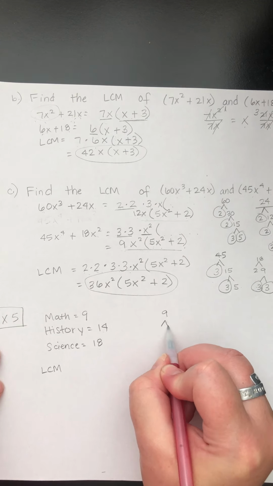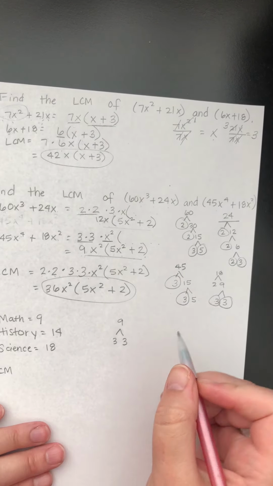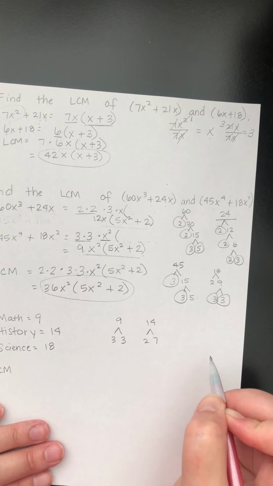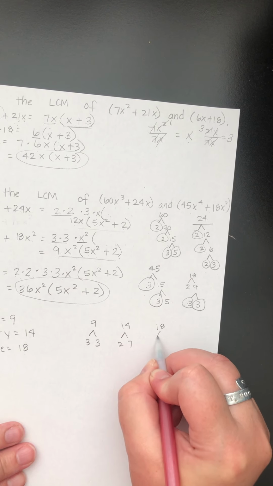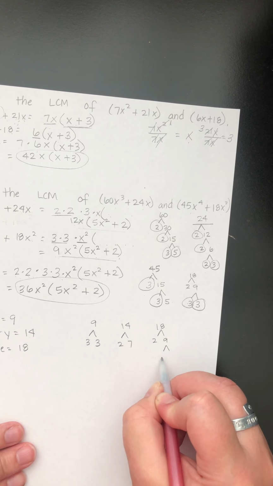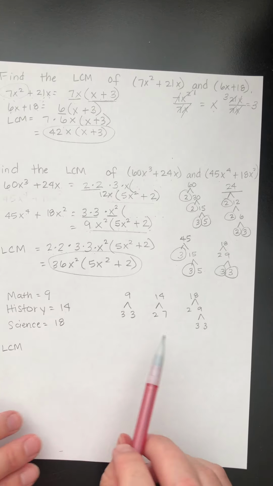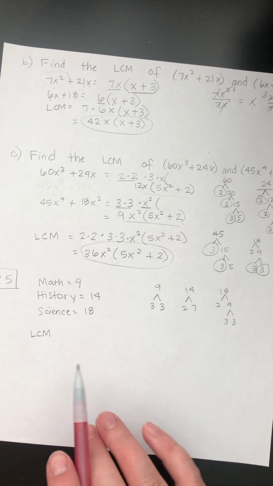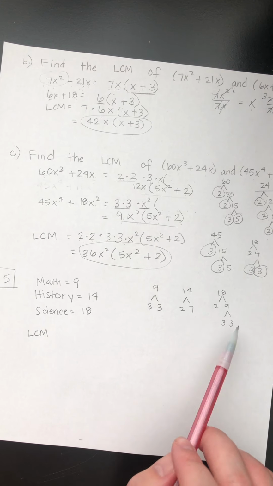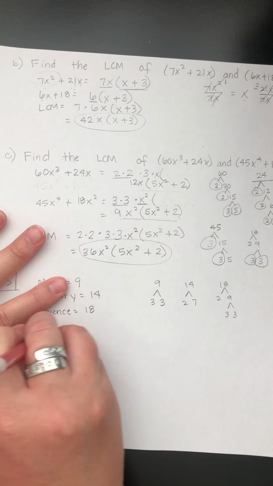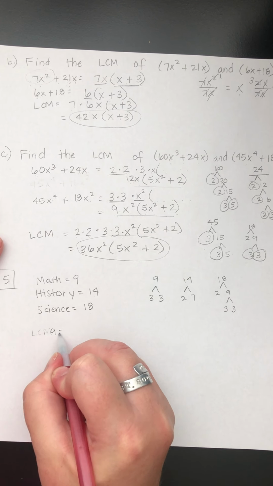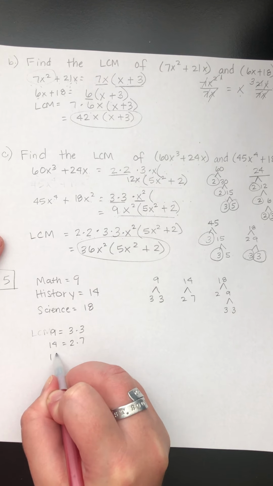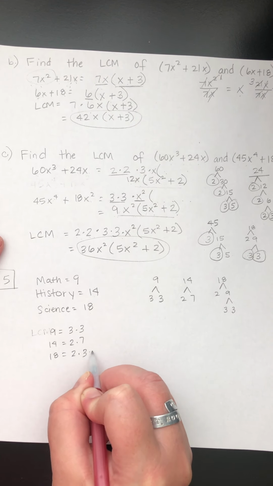Let's factor our 9. It can be divided by 3 and you get 3. If we factor the 14, it can be divided by 2 and 7. Those are both prime numbers. 18 can be divided by 2, you get 9, which is divided by 3, you get 3. These are all the factors. So now we need to figure out if we had all of these numbers, 9, our factors are 3 times 3. 14, our factors are 2 times 7, and 18, our factors are 2 times 3 times 3.